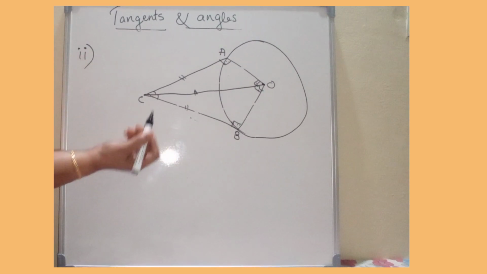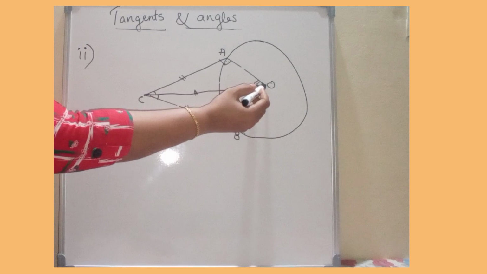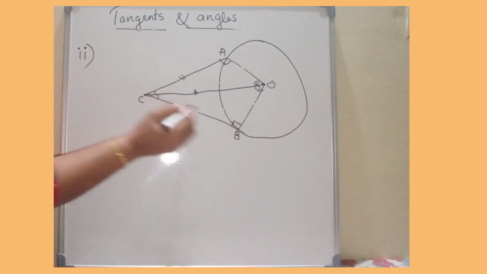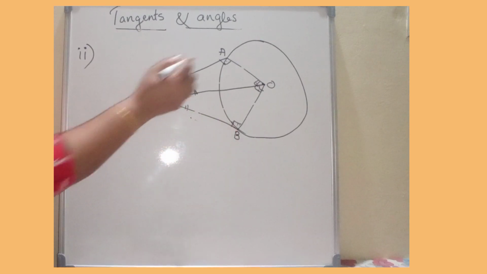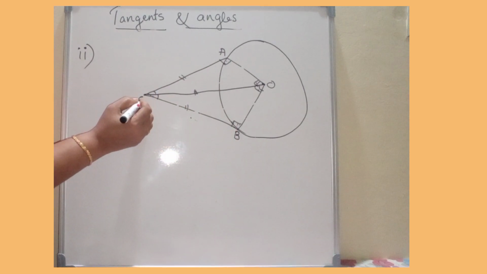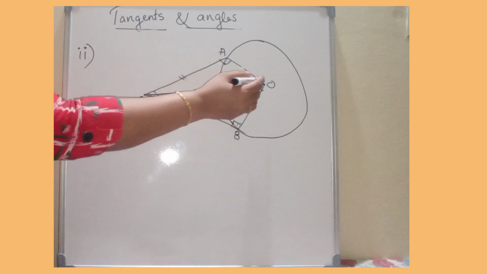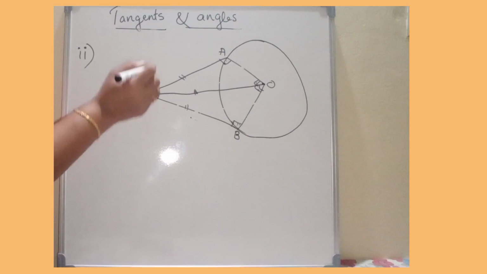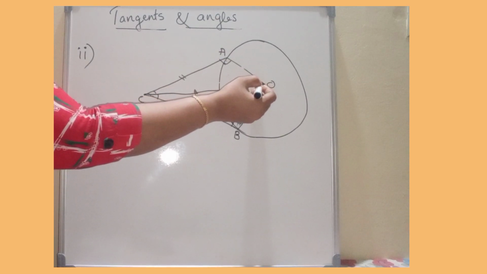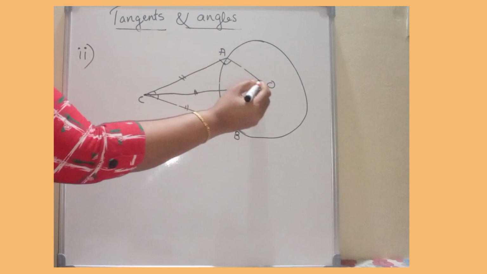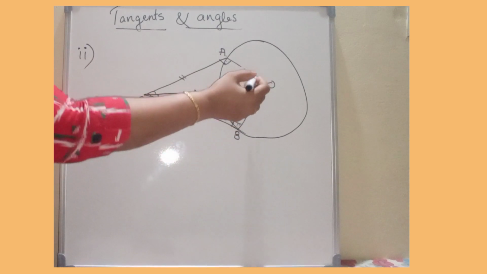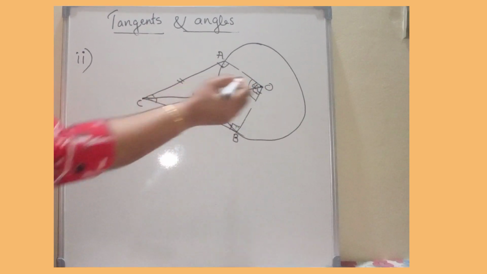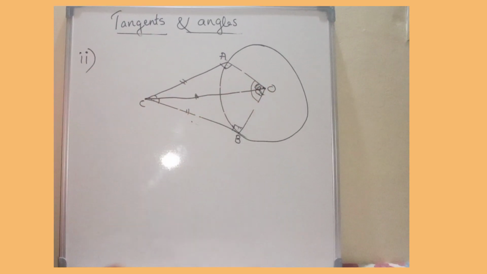Second part, that is, we need to prove that the center of the circle and the meeting point of the tangents, BC and AC meet at the point C. Okay, then the line joining the center of the circle and the meeting point of the tangents bisects the angle between the radii. This AOB is the angle between the radii. Okay, and this line divides this angle into two equal parts.